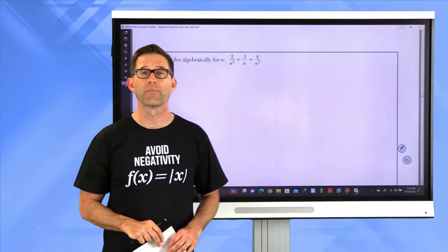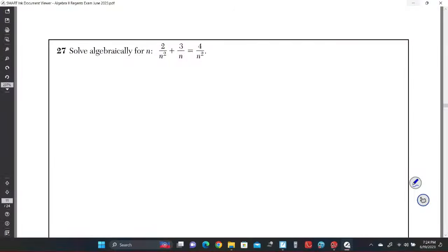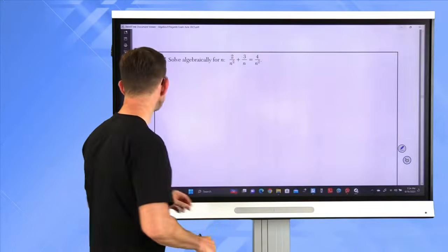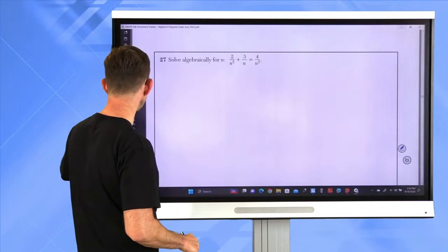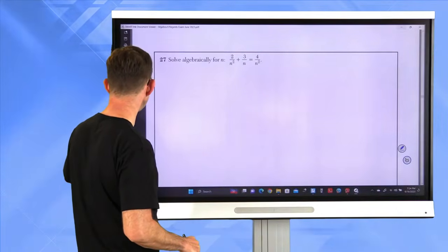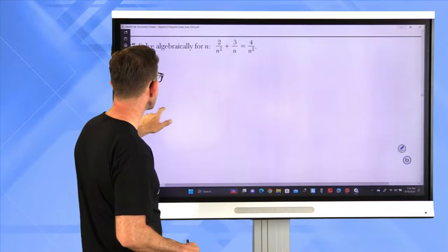Let's take a look at problem 27. Solve algebraically for n. 2 over n squared plus 3 over n equals 4 over n squared. All right, let me make this a little bit bigger because I won't need all of this room to do this. Maybe I'll go up to 300. There we go.